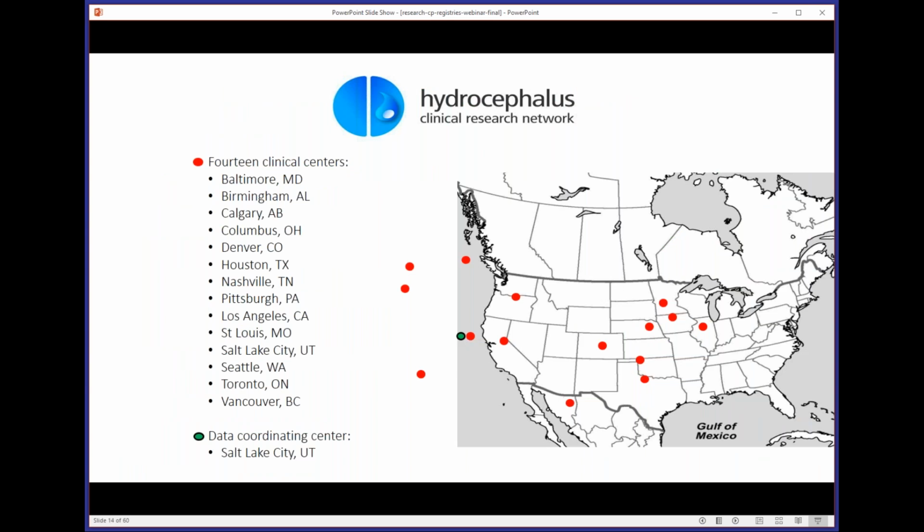So the HCRN was born, and right now we are 14 clinical centers and 1 data coordinating center, and all those dots moved in the transfer of the slide. So my geography is not that bad, but anyway.